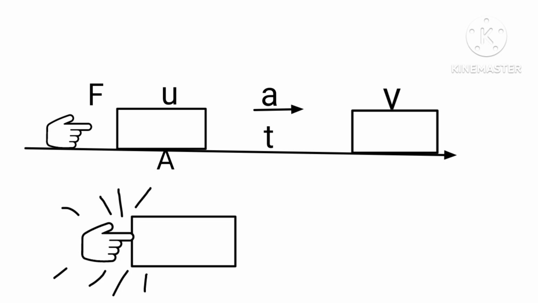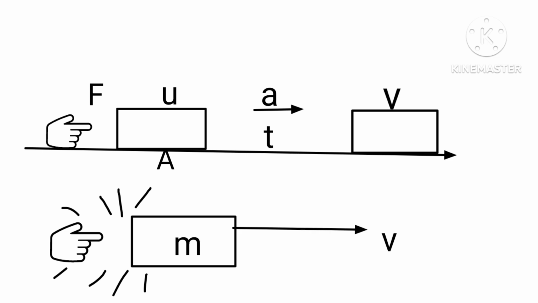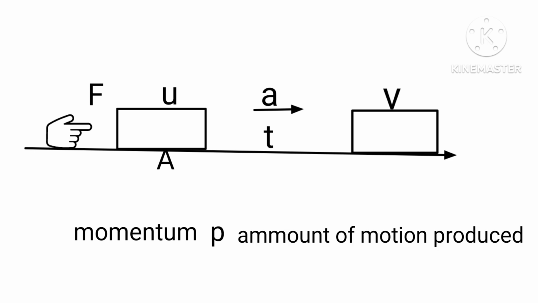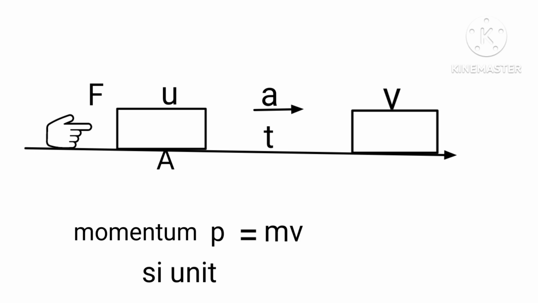When a body hits an object, the impact depends upon mass and velocity. Newton called it momentum, written as P. So momentum can be defined as the amount of motion produced. That is, mathematically P equals mv. The SI unit of P is kilogram metre per second.